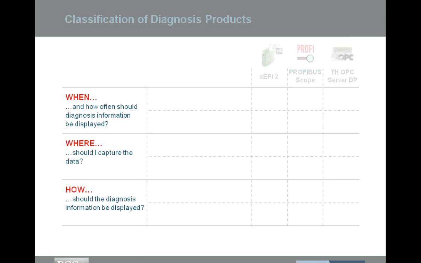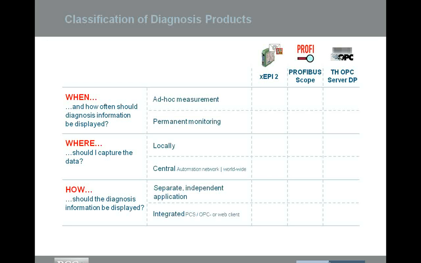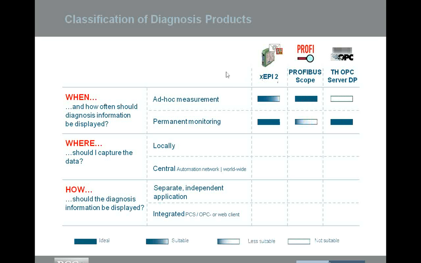To start out, I'd like to talk about a classification of diagnostic products. Essentially, when we classify the products, we have to decide when, where, and how we will use these products. There are various products on the market to do these things, and for today's conversation, we're going to really focus on this XEPI 2 product. However, there are some other things that could fall into play as well.